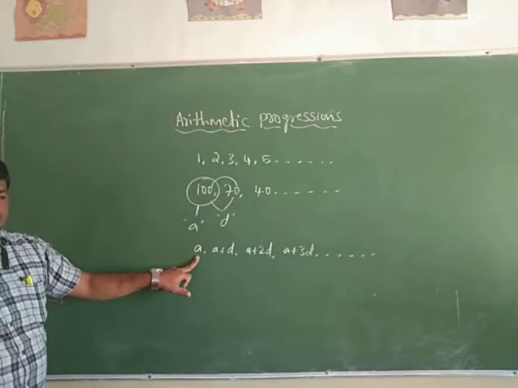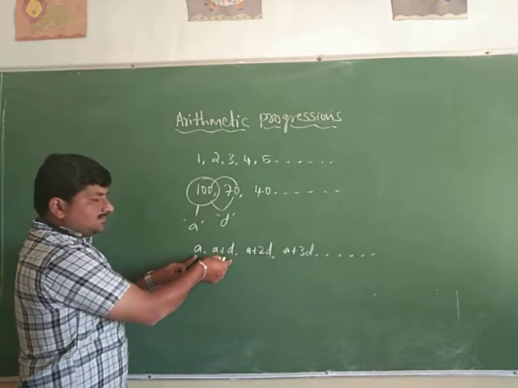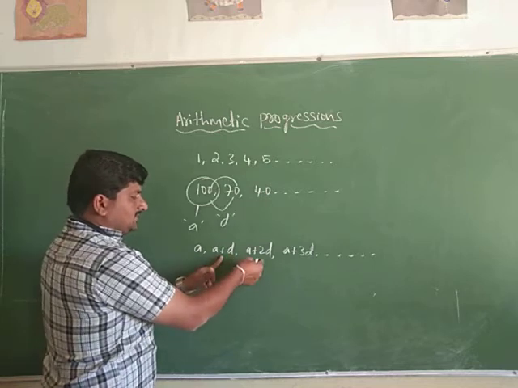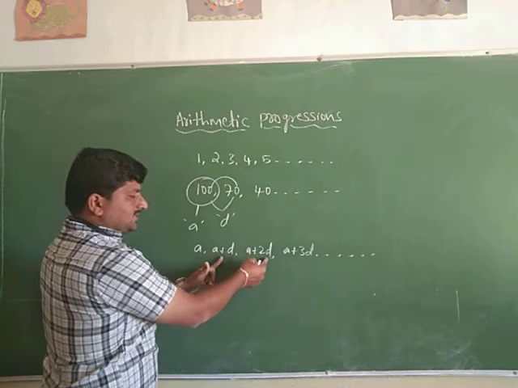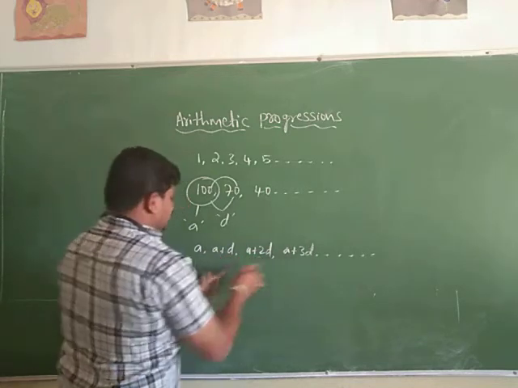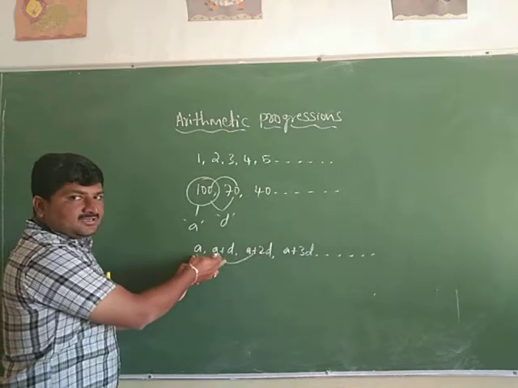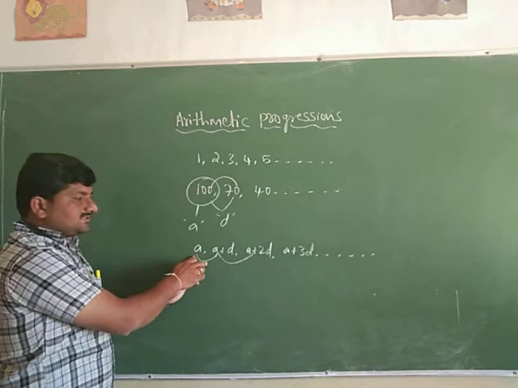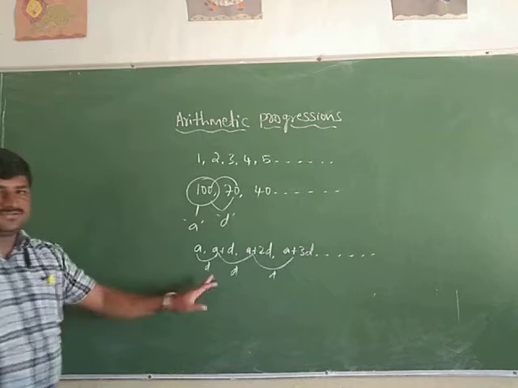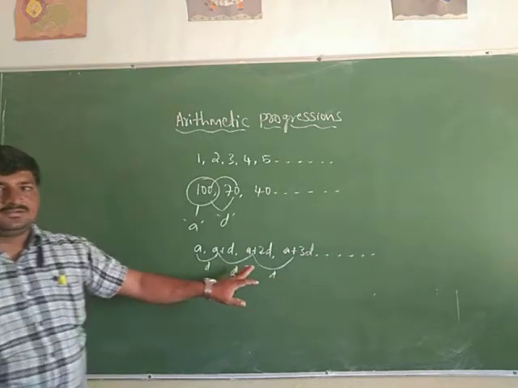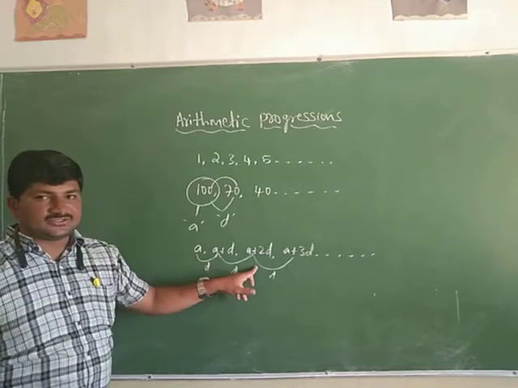A is the first term, and the second term is obtained by adding the common difference. The third term is a plus d, again added with d, that is a plus 2d. Again this is added with d. So we always add d to the preceding term to get the succeeding term. D is always added. This is the general form: a, a plus d, a plus 2d, a plus 3d.